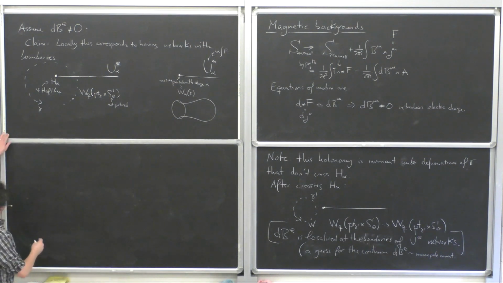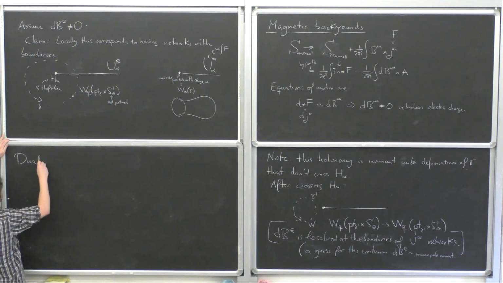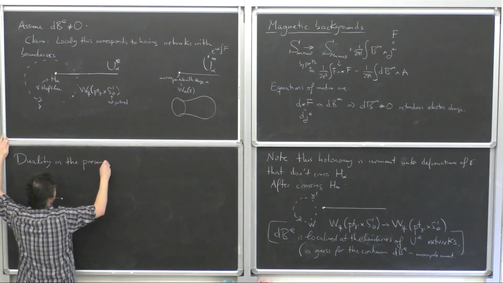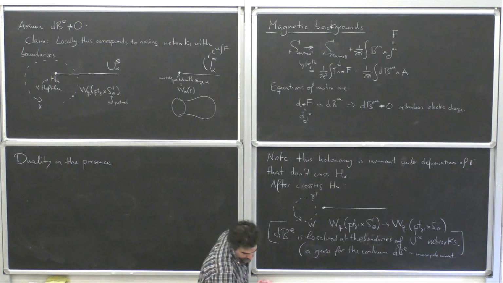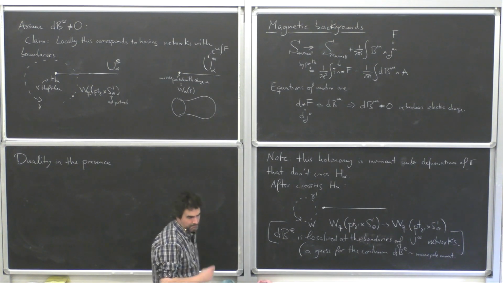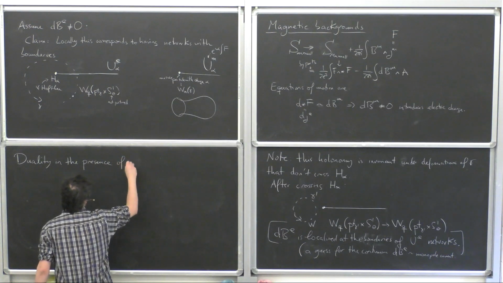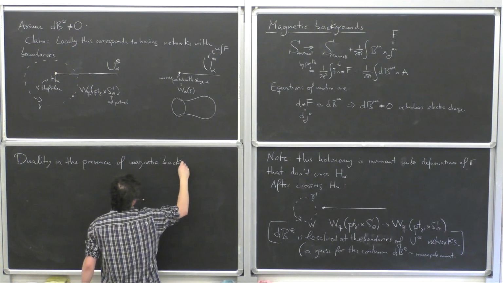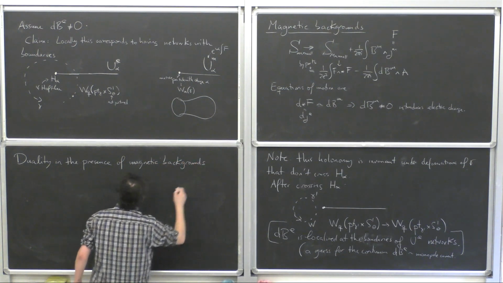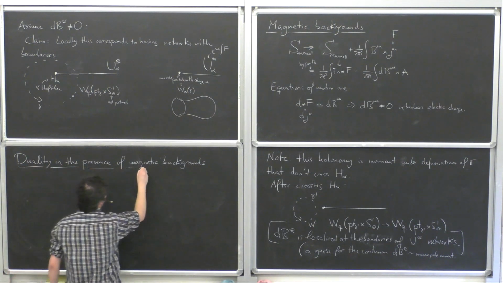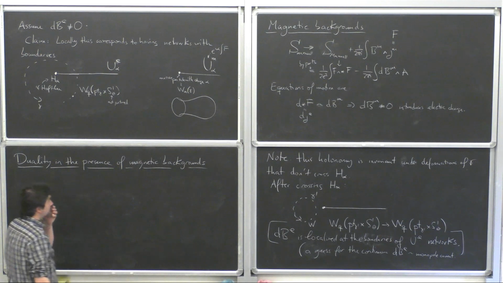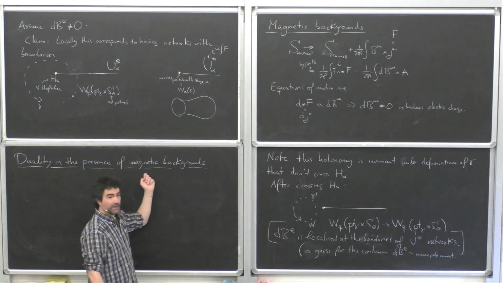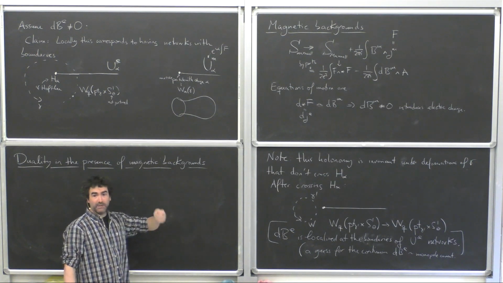So duality in the presence of which one again? Electric, yes. Magnetic. All right. So the goal here is proving that if I put a magnetic background in the electric description, I get an electric background in the magnetic description.